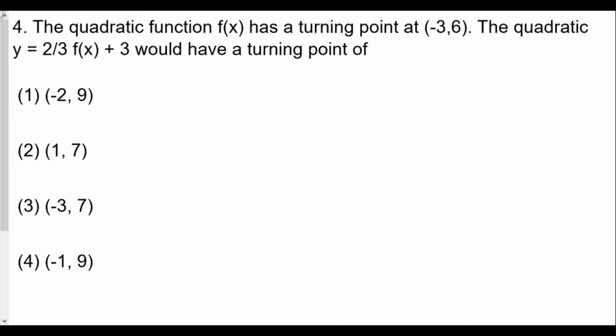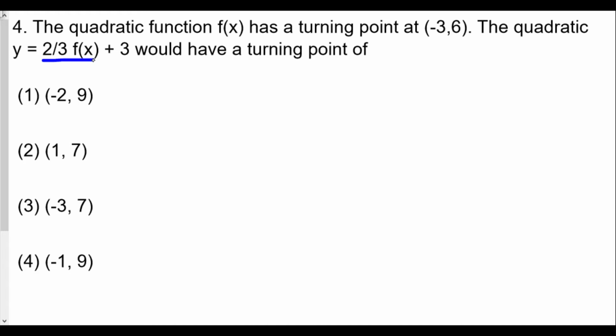Number 4, the quadratic function f of x has a turning point at -3, 6. The quadratic y equals 2/3 f of x plus 3 would have a turning point of, well, let's take a look at the transformation here. First, looking at the 2/3, order of operations, okay? If you're wondering what happens first, order of operations means whatever's multiplying the function is taken care of first.